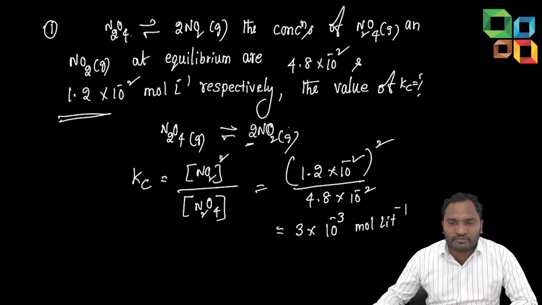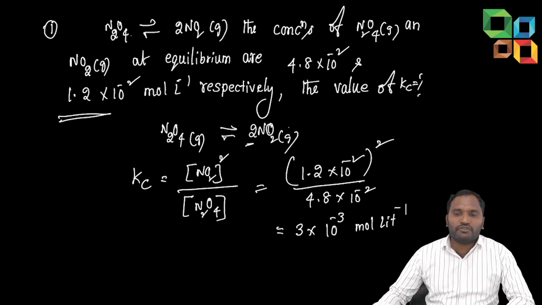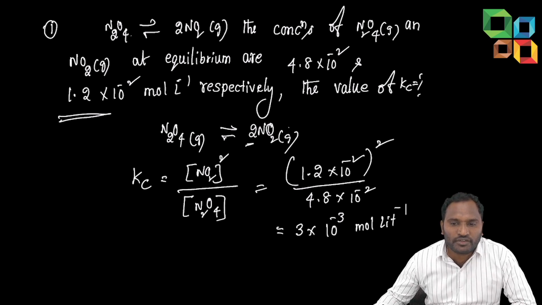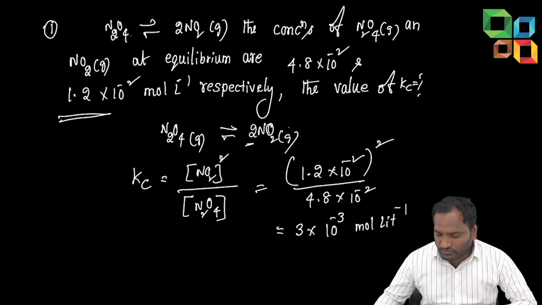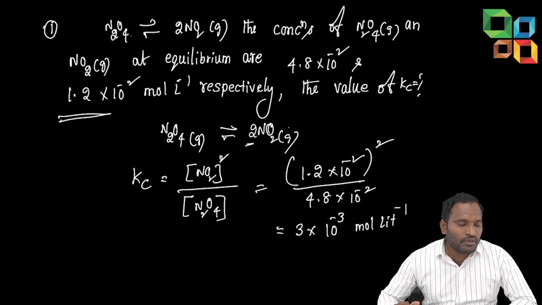Understood, students? How to solve the problem? They are giving the reactant concentration and product concentration. They are asking you to find out Kc.